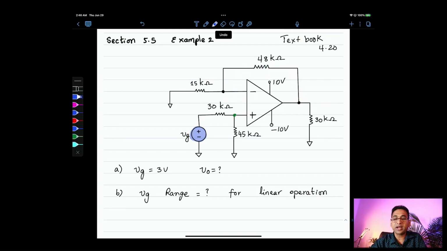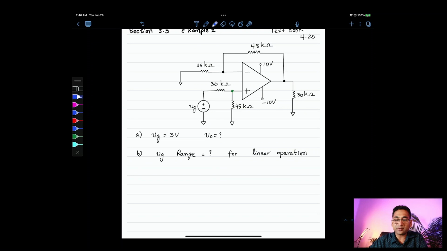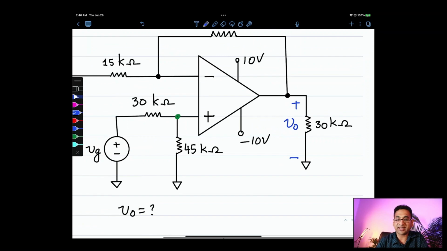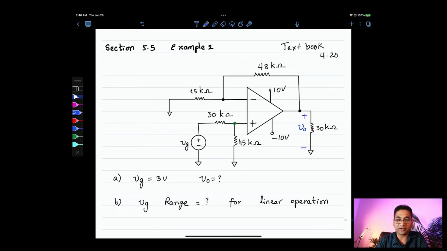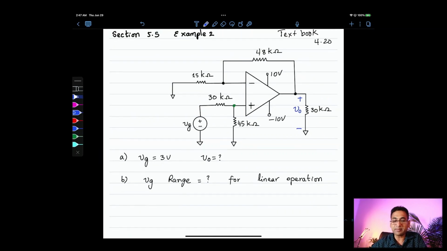Okay, so let's begin by working on this. So what are we supposed to find? We are supposed to find the value of VO, the output voltage. What is the value of the output voltage here? That's what we are supposed to calculate. That's the first part of the problem.